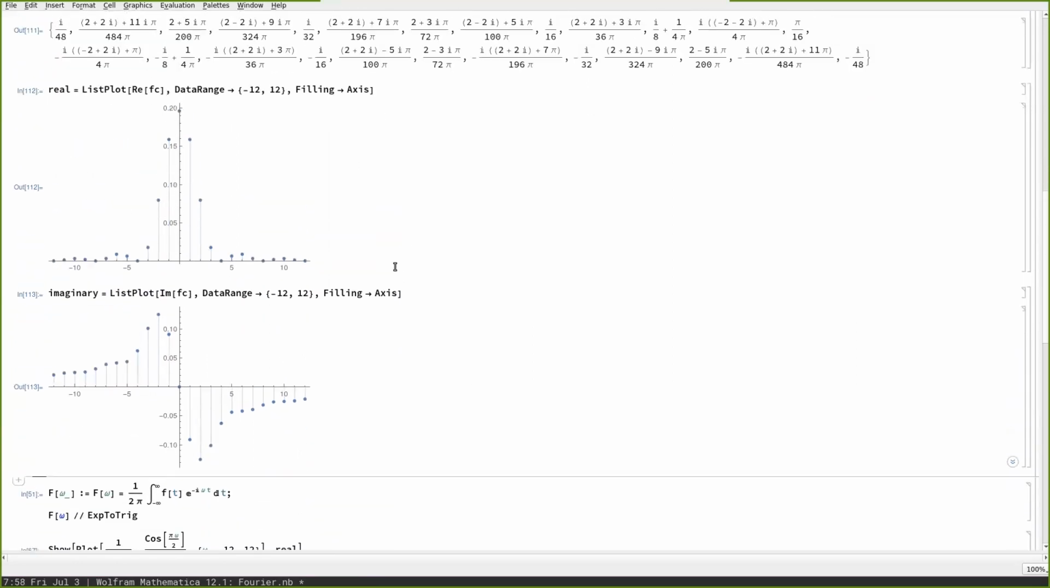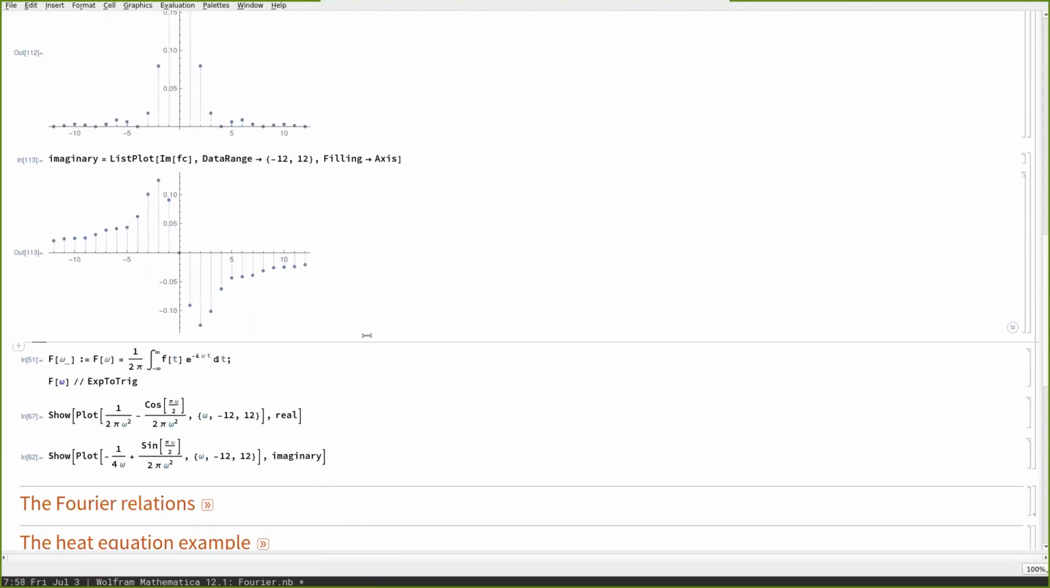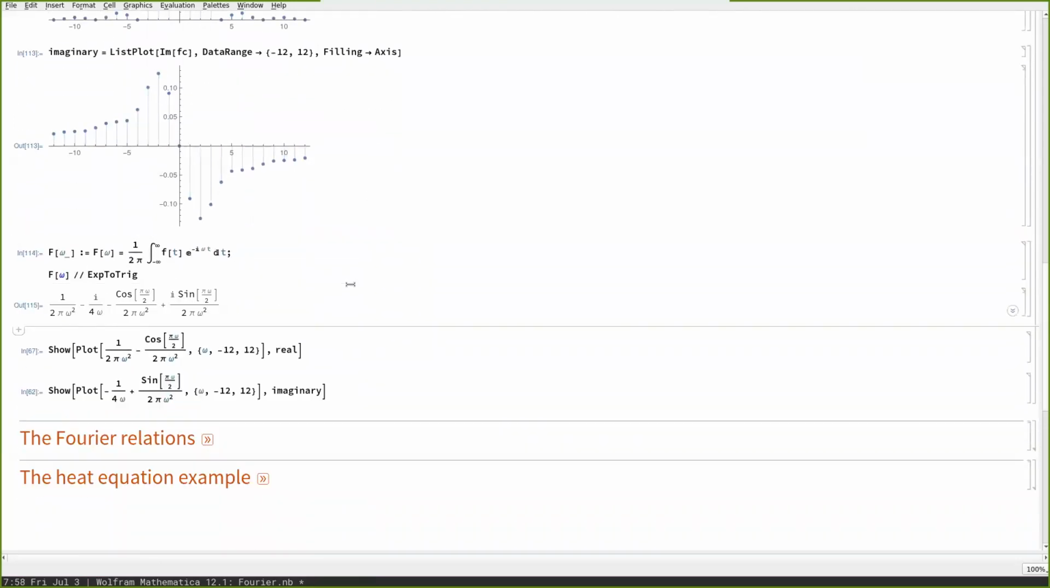Okay, well, now let's look at the Fourier transform. So I have typed in here the Fourier transform as we've defined it. So we've defined the Fourier transform to be this integral transformation, and I typed that in, entered it, and I got this as the result. So I'm going to extract the real part. The real part involves this first term and the cosine term.